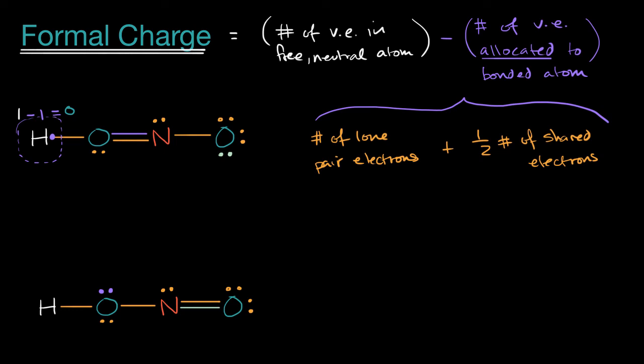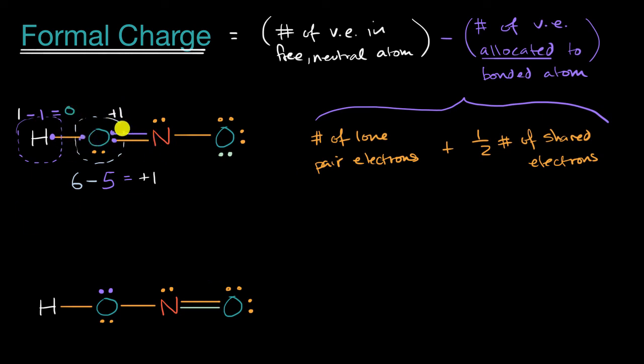Now what about this oxygen here? Well, we do the same exercise. I like to draw a little bit of a circle around it. And so the number of valence electrons in a free neutral oxygen, we've seen multiple times, that is 6. From that, we're going to subtract the number of valence electrons allocated to the bonded atom. So the bonded atom has 2 lone pair electrons, and then it gets half of the shared electrons. So half of the shared electrons would be 1 from this bond, 1 from that bond, and 1 from that bond. So you add them all together, 2, 3, 4, 5. So 6 minus 5 is equal to +1. And so the formal charge on this oxygen atom in this configuration of nitrous acid is +1.